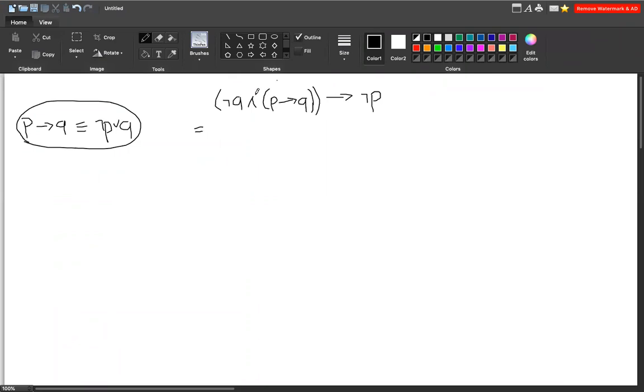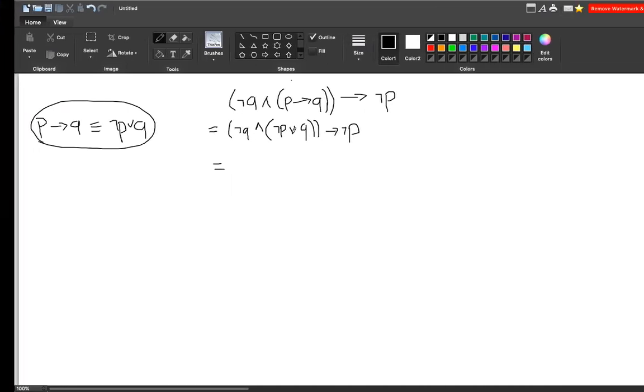Okay, so again, let's start to do it on the basis of preferences. Let's solve the inner ones first. So negation of Q and P implies Q, using this rule: negation of P or Q, implies negation of P. So now we have negation of Q and (negation of P or Q).